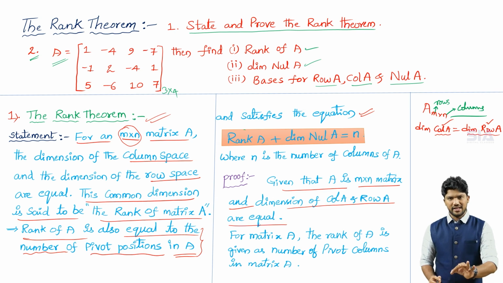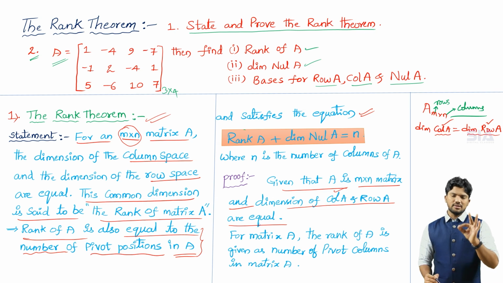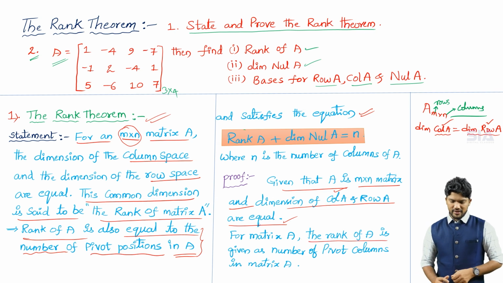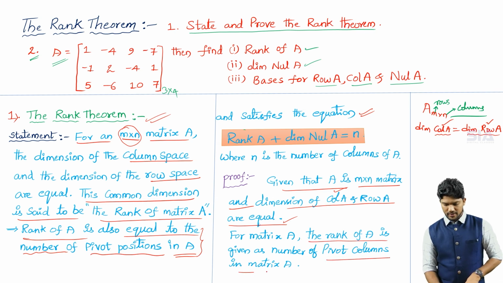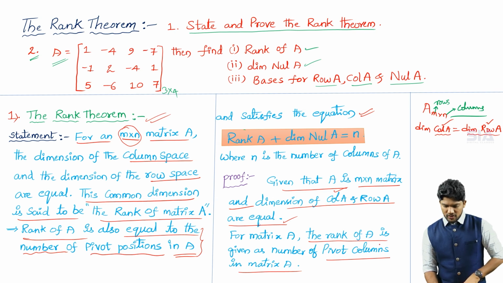Okay, so capital A is an m by n matrix and for that matrix we already found that column space of A and row space of A, both dimension is equal. Dimension is equal means number of the vectors are equal. For any matrix capital A, the rank of the matrix is given as the number of pivot columns in the matrix. Okay, so here we have taken capital A as a matrix. For this matrix, the rank of the matrix is given as number of pivot columns.